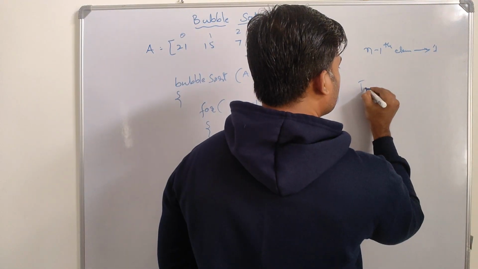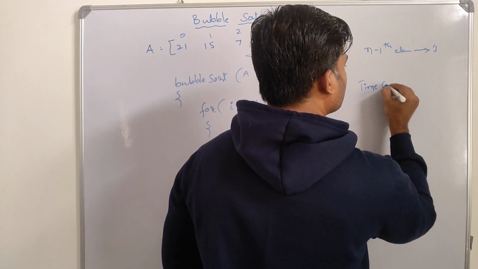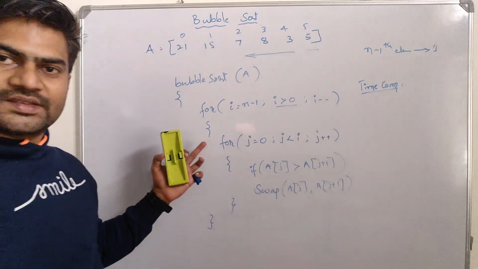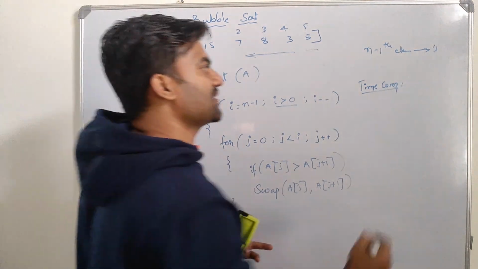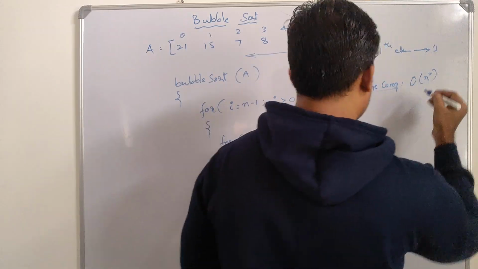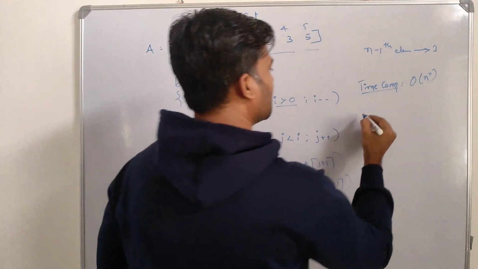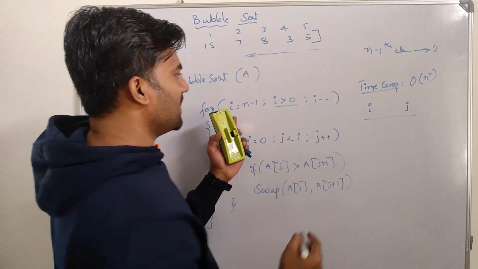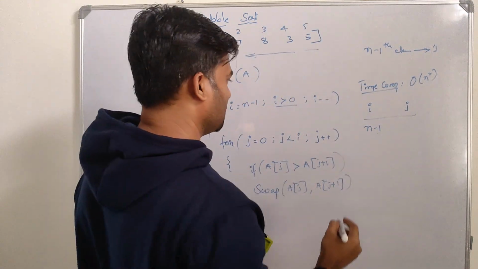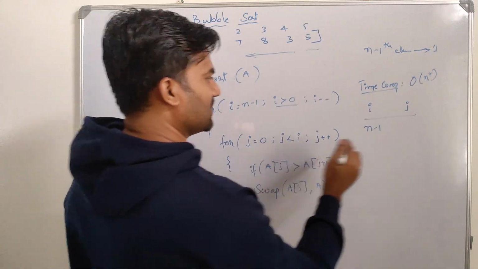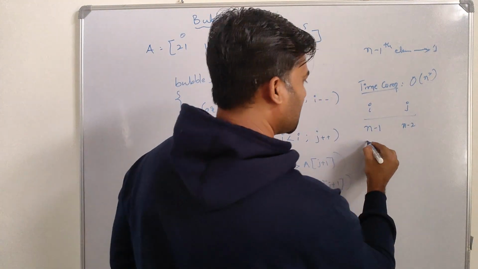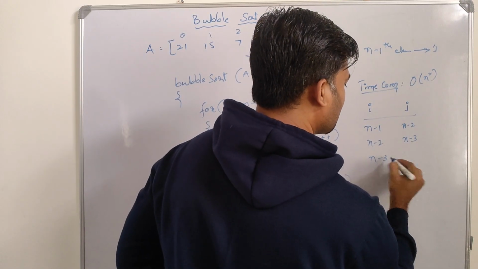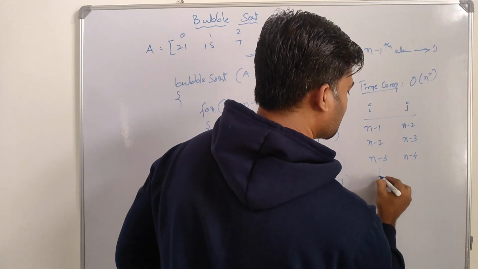Let us see what is the time complexity for this one. To the naked eye, we can see that there are two for loops, so basically it is of order n square. But let us see that in action. When i is n minus 1, the inner loop iterates till n minus 2. When i is n minus 2, it executes for n minus 3. When i is n minus 3, it executes for n minus 4.